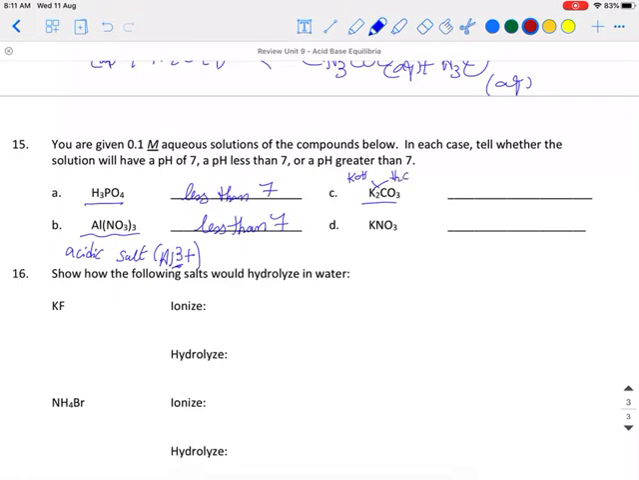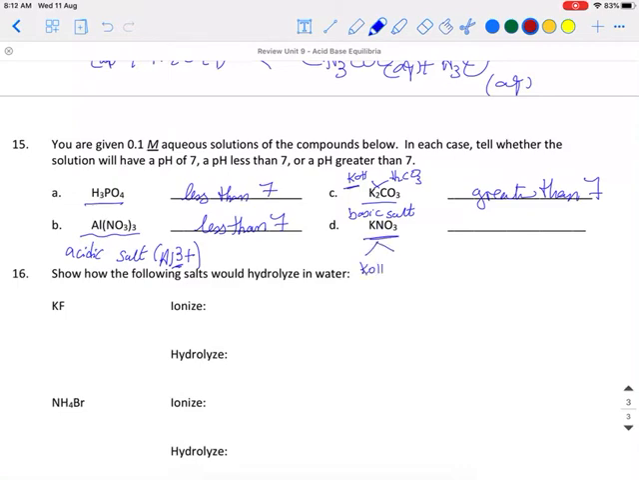K2CO3 is a salt that came from KOH, a strong base, and carbonic acid, a weak acid. The salt follows the nature of the strong parent. The strong parent is the base, so this is a basic salt, which makes pH greater than 7.